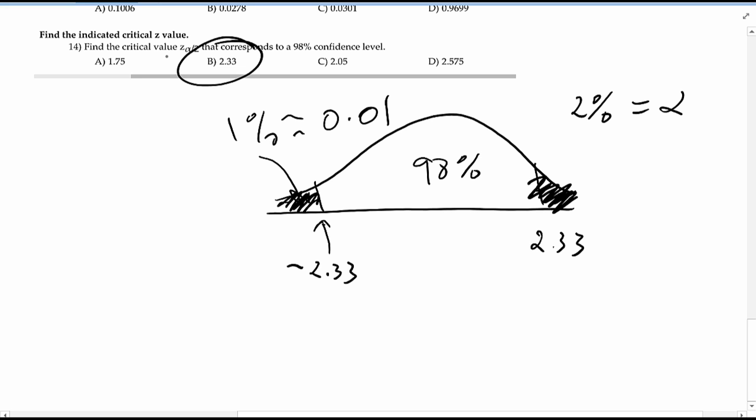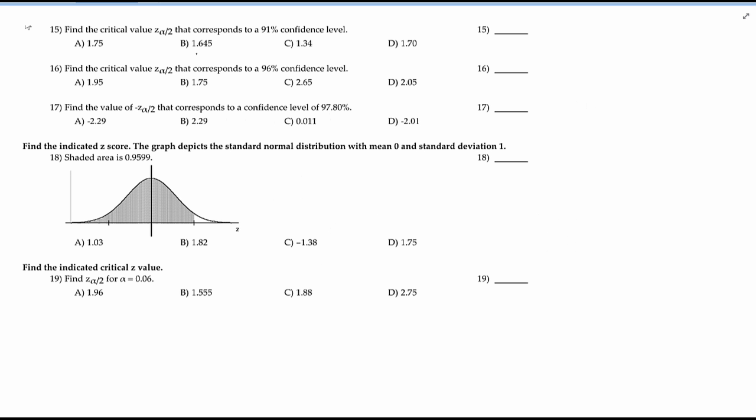So basically we're taking the confidence level, subtracting it from 1 to get the tails, and we divide the tail by 2 to get the region, to get the value. Okay, so let's do a few more and then we do a new tape, because otherwise it gets too long.